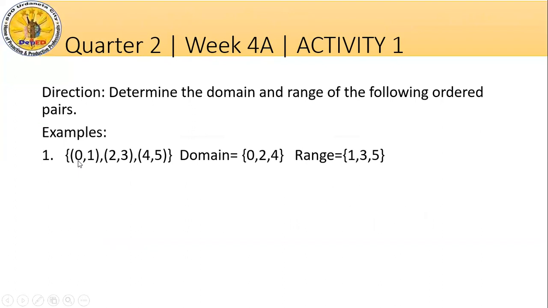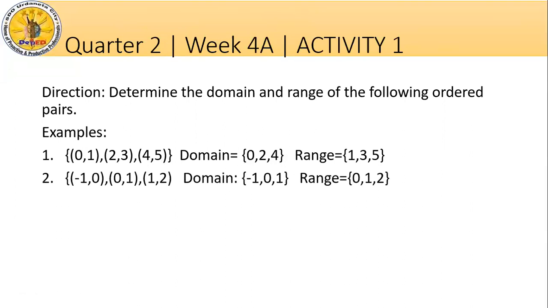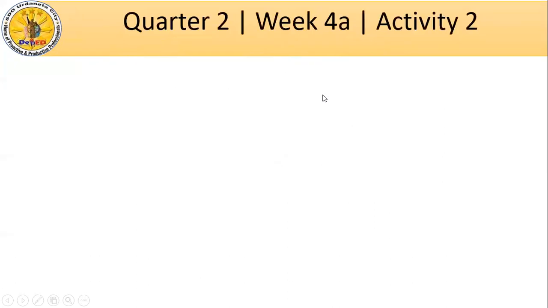For the first example, the domain here is 0, 2, and 4, while the range is 1, 3, and 5. For example number 2, the domain here is -1, 0, and 1, while the range is 0, 1, and 2. It is very easy to find the domain and range using the ordered pairs.